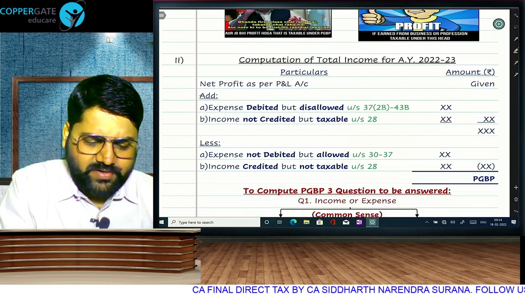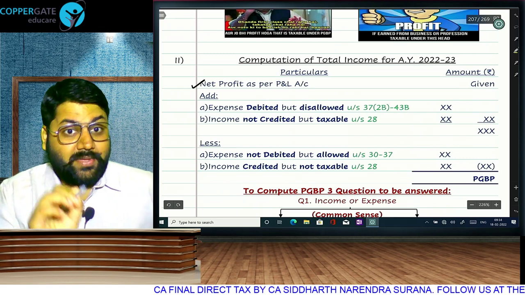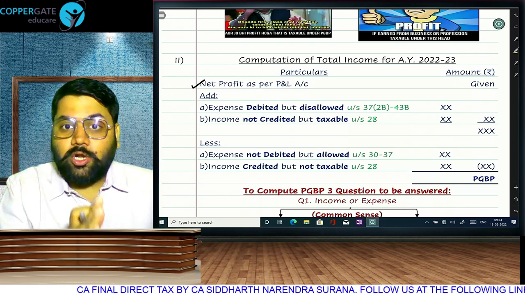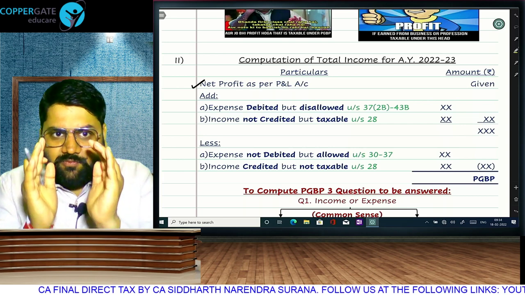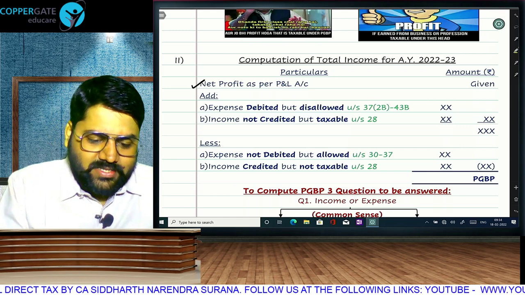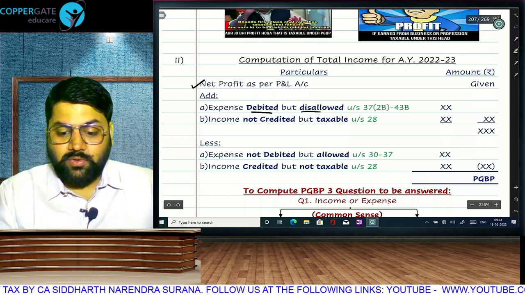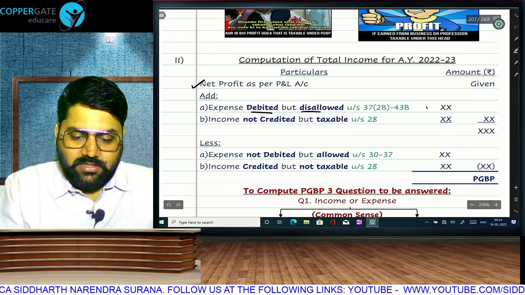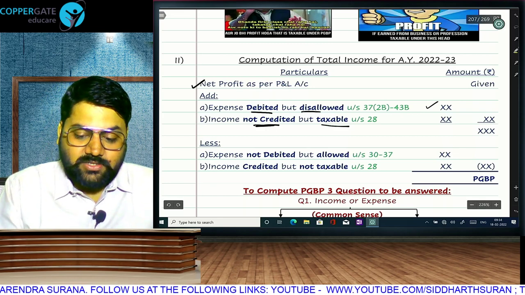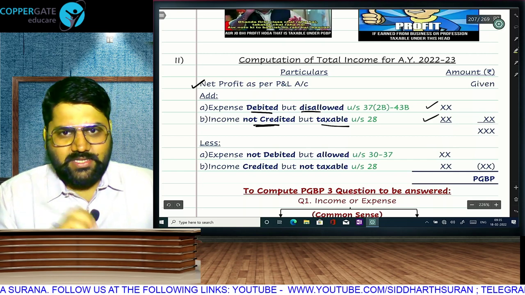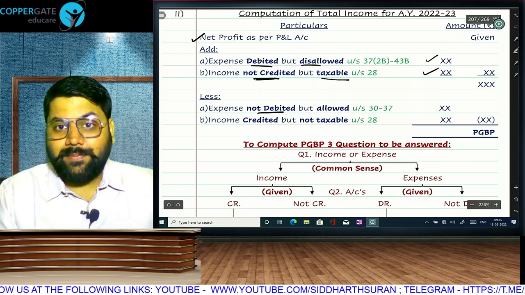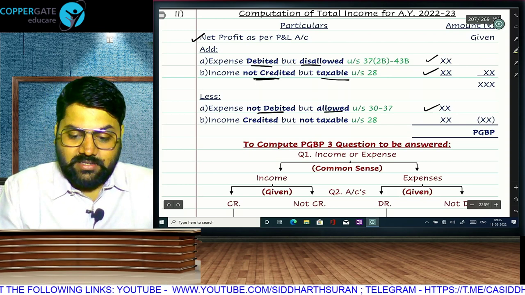We will start with the net profit as per profit and loss account. That P&L account can have errors due to wrong entries by the assessee, and this chapter is all about rectifying the errors. Whatever is the account, make it in accordance with taxation. So if there is any expense which is debited but you are not allowed to take deduction, disallowed expense, then you will have to add it back. Any income which is not credited but you have to pay tax on it, then you will have to add it back. So these are the two additions. And on the less side, expenses which you have forgotten to debit, not debited, but they are allowed as a deduction, then now you less it.